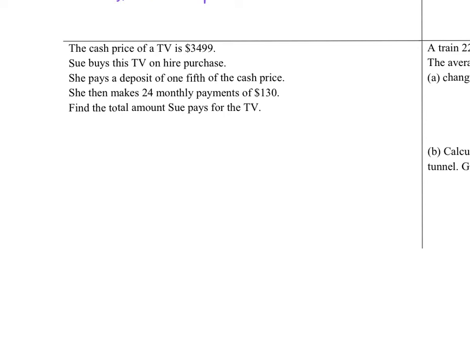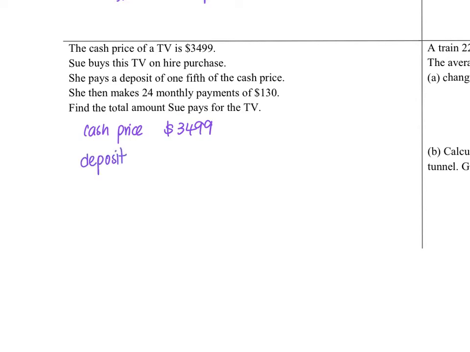Okay, next question. We're going to talk a little bit about hire purchase. Not sure whether you remember what hire purchase is. Now the cash price of a TV is given to be 3,499. She bought it on hire purchase. So in this case, my cash price is 3,499. But if I buy it on hire purchase, she paid a deposit.